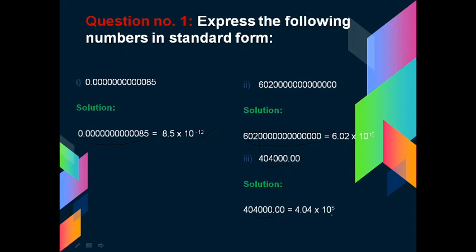Now you will get the question why here in this first question exponent is written as negative and why here exponent is written as positive. So reason is that when we are shifting the decimal from left to right, we have to write the exponent as negative, and when we are shifting the decimal from right to left, that time we have to write the exponent as positive.